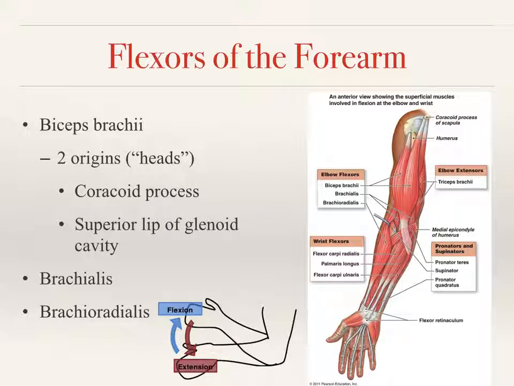The biceps brachii has two heads and attaches near the coracoid process and the superior lip of the glenoid cavity, which was the ball and socket joint that we just talked about. By attaching so far up near the glenoid cavity, it gives the biceps brachii a lot of stability, permitting a more forceful application to be applied when the muscle is contracted.